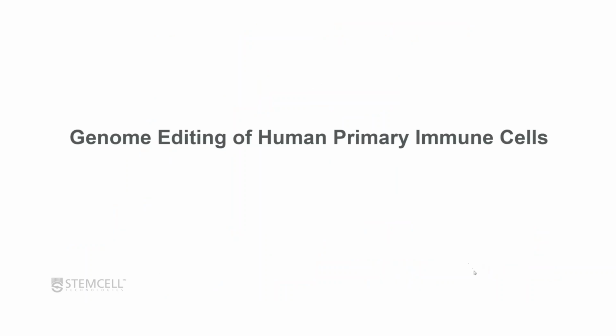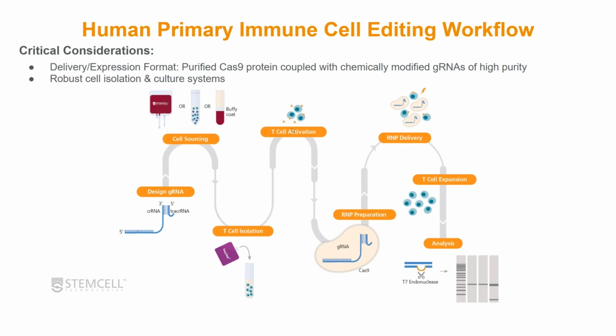So now I'm going to go into a specific example of how we optimized a workflow for editing human primary immune cells. So as I mentioned, when editing human primary immune cells or human primary T cells, there's some critical considerations. So the first consideration is the delivery and expression format of the CRISPR-Cas9 system. And so in these cells, the most optimal method is to couple purified Cas9 protein with chemically modified guide RNAs of high purity. And our Architect CRISPR-Cas9 system is this type of system.